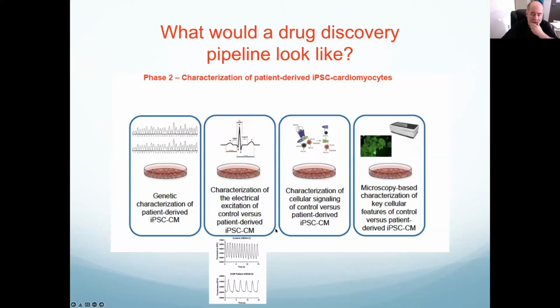So the idea is we could build a pipeline, and that would start with understanding some of the features that are relevant to each patient, genetic and genomic characterization, making them into cardiomyocytes or other cell types, understanding the electrical properties and the phenotypic properties, and then doing what my lab has become good at, which is characterizing cellular signaling events, which is what Kyla talked about, measuring biosensor profiles and combining that with microscopy-based measures of cell phenotype.